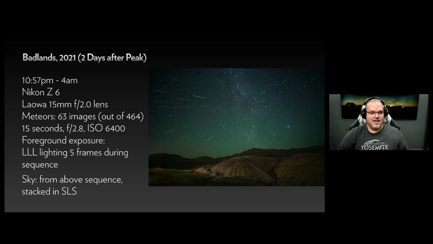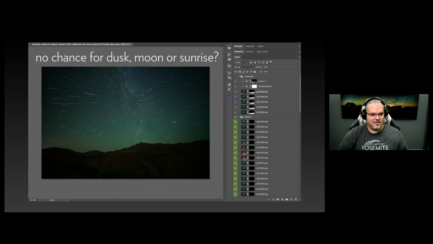This one is interesting. I promised I'd talk to you about this. I used low level landscape lighting with an LED panel from the left to describe the yellow mounds here. That's what they're called, these yellow mounds here. And then the sky was from the above sequence. I did a Starry Landscape Stacker, so I can show you that. Did I put that on the next slide?